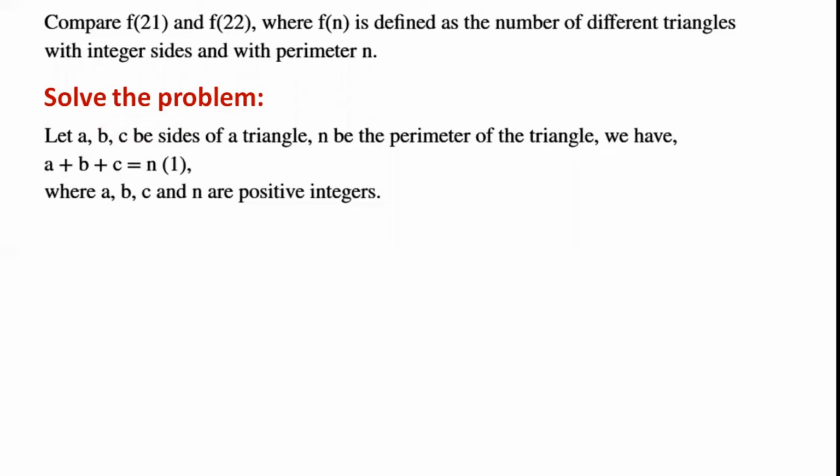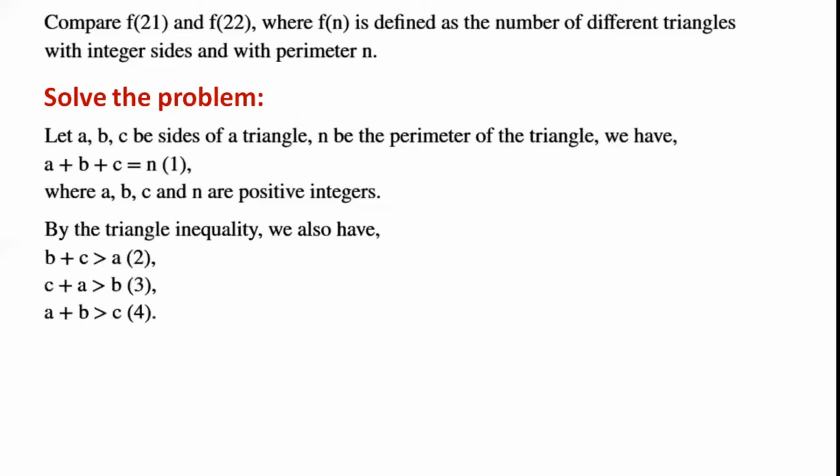We have a + b + c = n, where a, b, c, and n are positive integers. By the triangle inequality, we also have b + c > a, c + a > b, a + b > c.